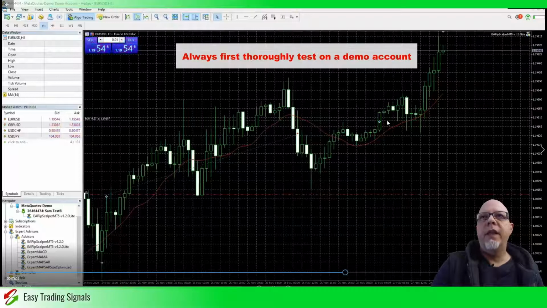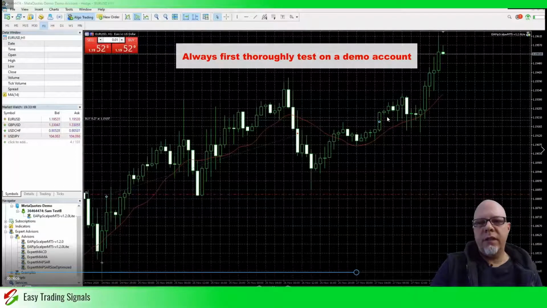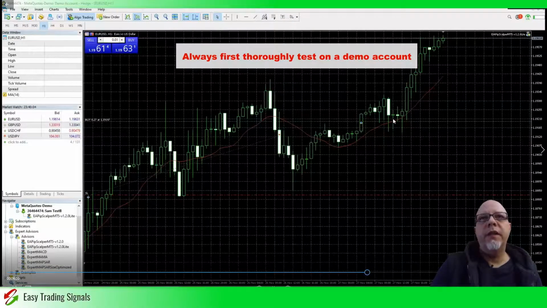So then it actually entered another trade over here, another buy. And by the way, this is on the Euro USD 1 hour, which is the default and recommended currency pair for this. You can also try the GBP USD, but this is what it comes out with for the settings for the Lite version, and this is how it's traded on that particular pair.